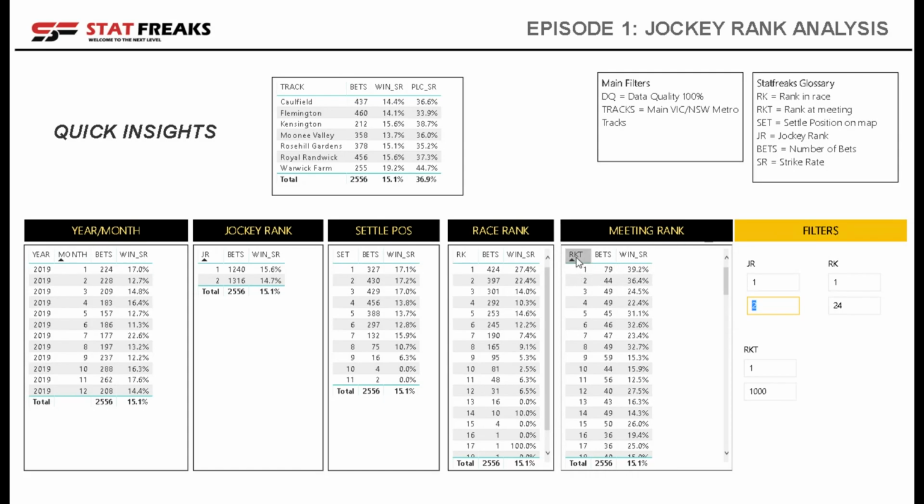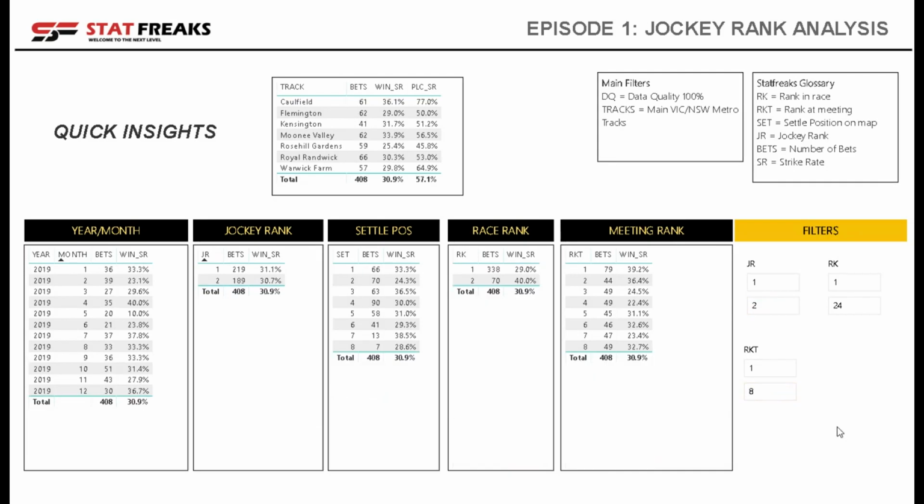As I scroll down the RKT, which is probably one of our most important variables, I can see that when I get to number 8, so being ranked 8th on the day, the meeting, as soon as it drops below that, there's a heavy drop off of almost 15%. So what I might do is actually filter that RKT and lock it in at 8.